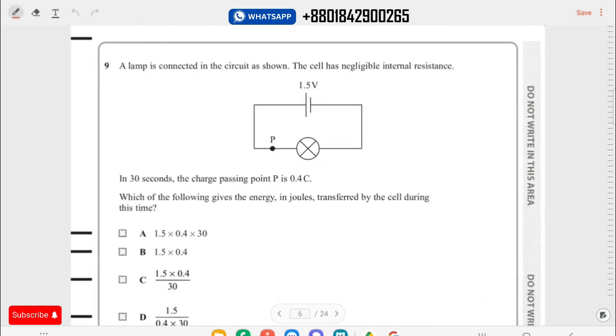A lamp is connected in the circuit as shown. The cell has negligible internal resistance. In 30 seconds, the charge passing through point P is 0.4 coulomb. Which of the following gives the energy in joules transferred by the cell during this time?